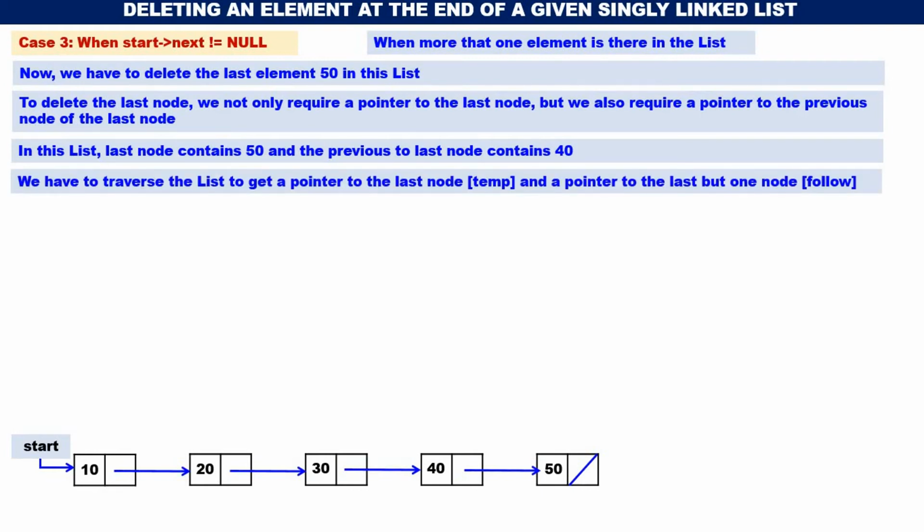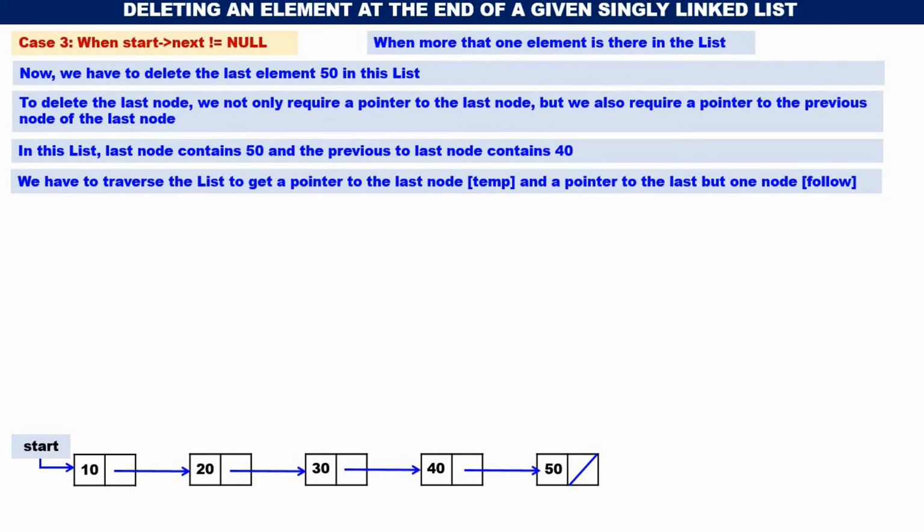We have to traverse the list to get a pointer to the last node. So temp should contain the address of the last node. We will use temp so that it contains the address of the last node and follow to point to the last but one node. Meaning we have to traverse in such a manner that temp will contain the address of 50 and follow will contain the address of 40.